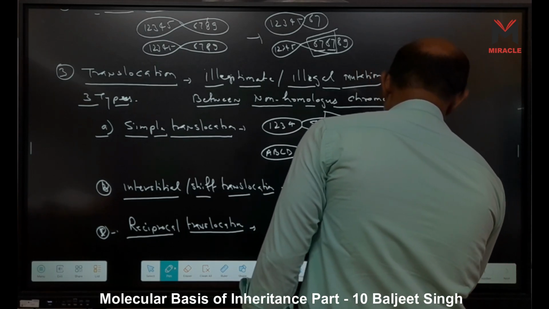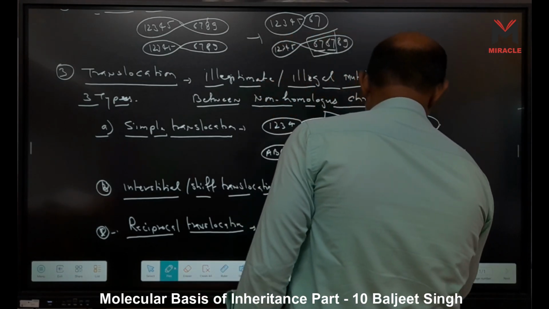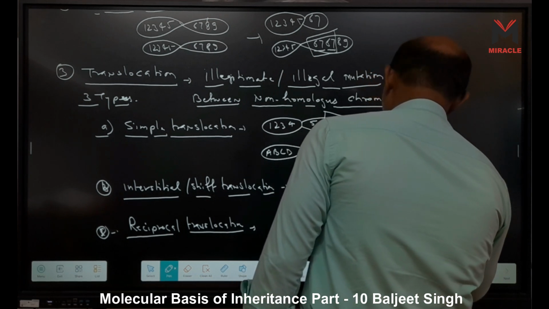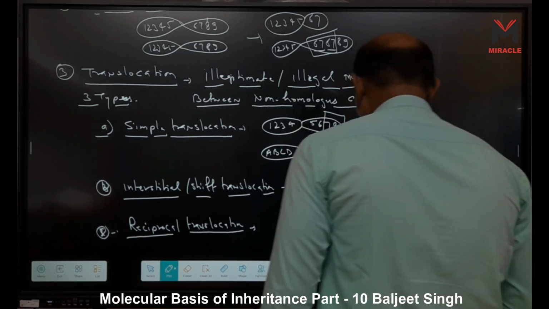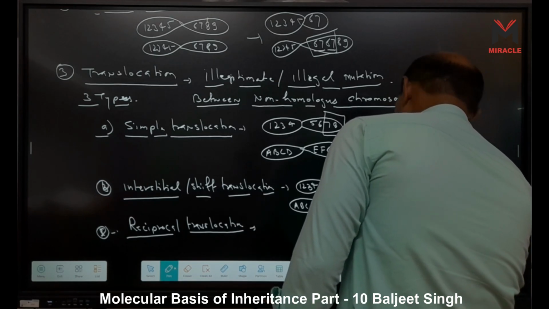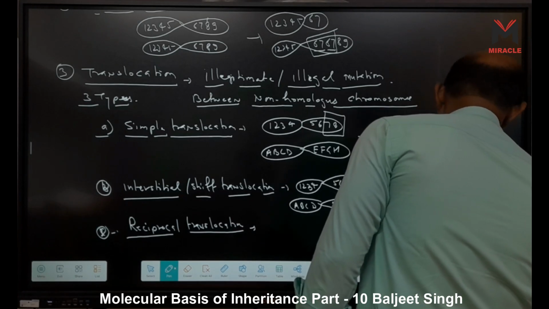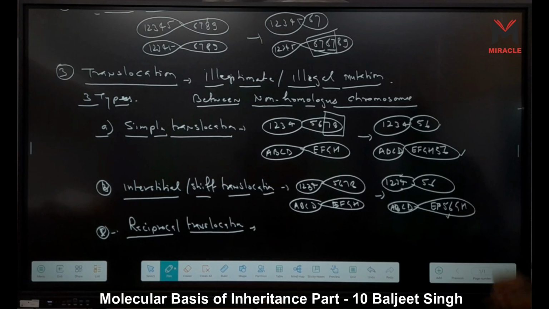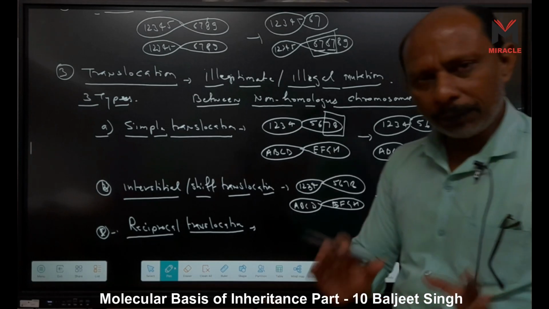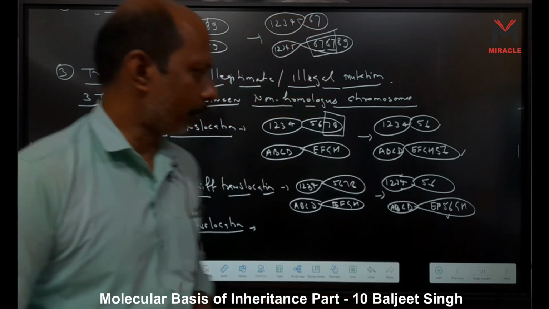Sorry, this one is 1, 2, 3, 4, 5, 6, right? And here what happens? A, B, C, D, E, F, 5, 6, G, H. You can see here this 5, 6 is present not at the terminal side, but in between the segment. In between the segment means interstitial. Interstitial means between, right? This word interstitial.